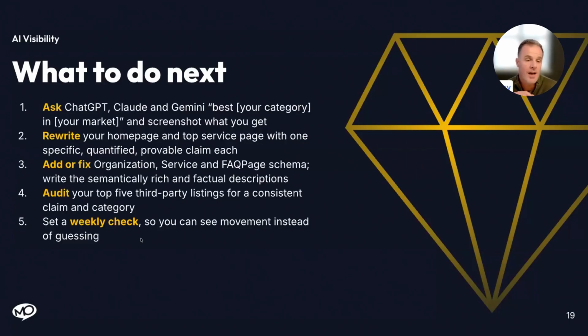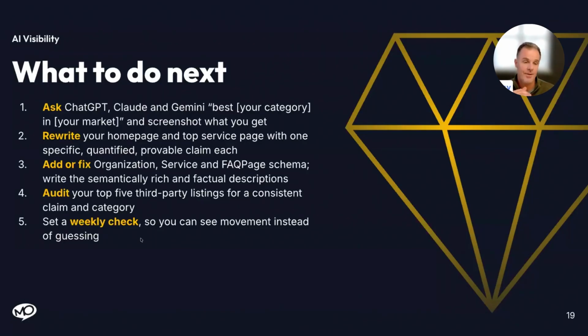Audit your top 5 third-party listings for a consistent claim and category. Again, take these directories, profiles, pop all the links into your favorite LLM, and ask where the inconsistencies are, and it'll come up. And if I were you, I'd throw your website in there as well and say where the inconsistencies are, go fix those. You'd be surprised what you find. We're busy with that process at the moment, and it never ends.